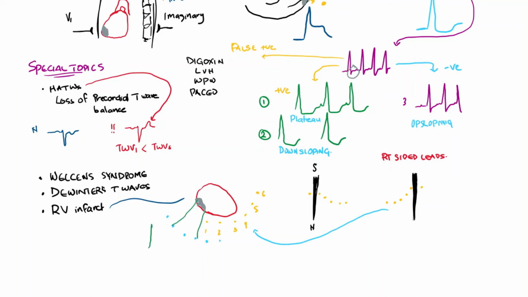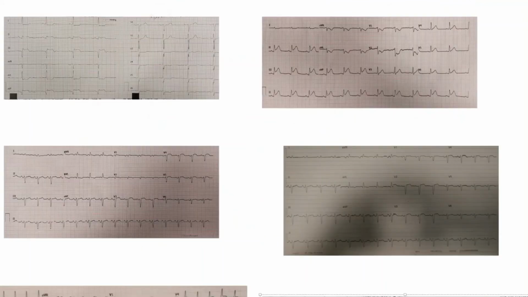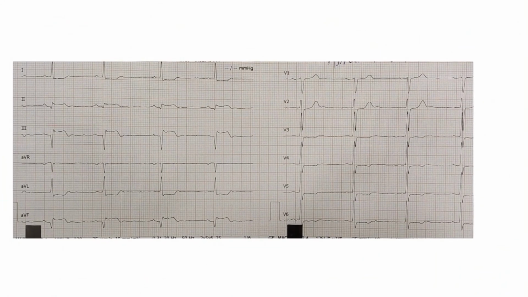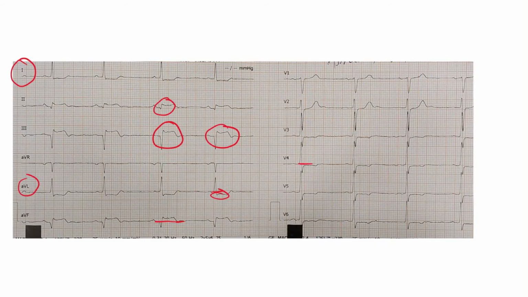And if there is an infarct, you will see ST segment elevation in the leads which are right-sided. Let's do some practice ECGs. So you've got this ECG which has ST segment elevation in leads 2, 3, and AVF. You compare it to the PR segment, the TP segment, and you can see that there are ST segment depressions in lead 1 and lead AVL. This is an inferior wall STEMI with reciprocal changes in the lateral leads.